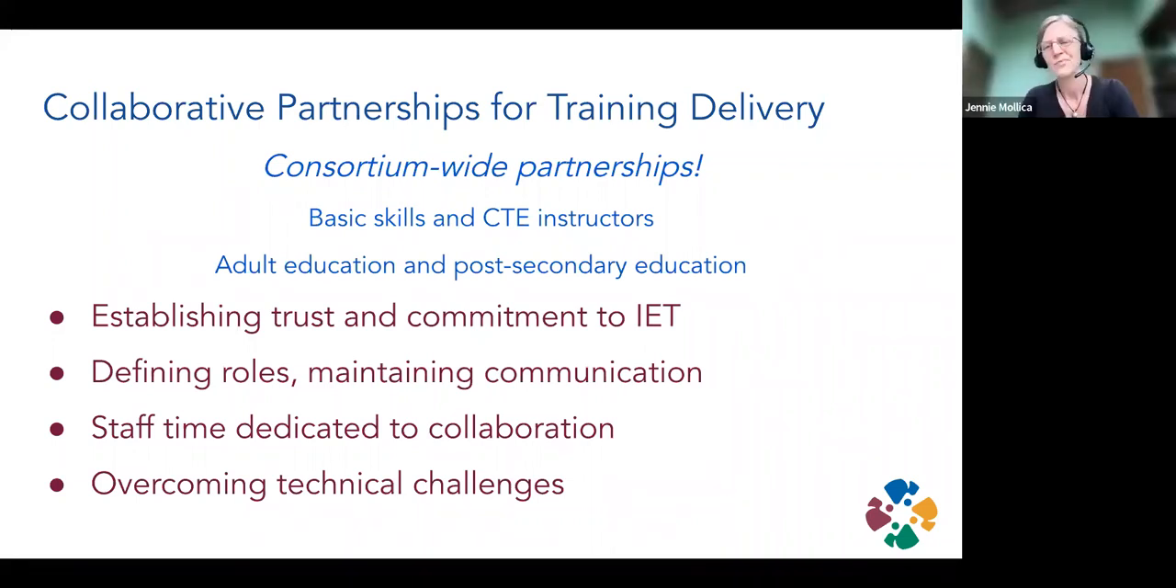I see we have one question already in the chat. We've started to organize student visits to local employers. Our challenge is getting the students to sign up and attend. Do you have any ideas for incentives?